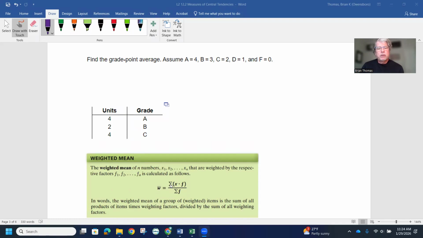Notice how again we have to do the sum of X times F. So we've got to multiply the data entries times how often it repeated, and then we divide that by the sum of how often repeated, the sum of the frequencies. So we're going to try to do this by hand since there's only three things in here. So notice how an A is worth 4, a B is worth 3, a C is worth 2, a D is worth 1, and an F is worth 0.